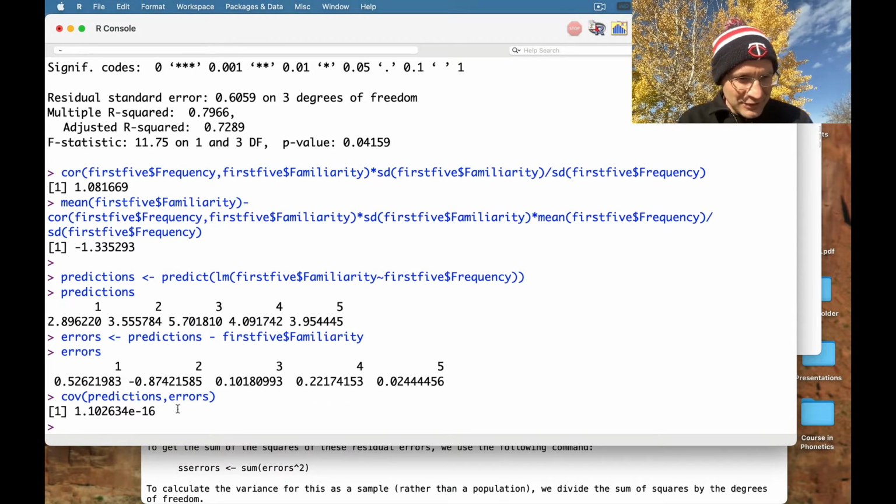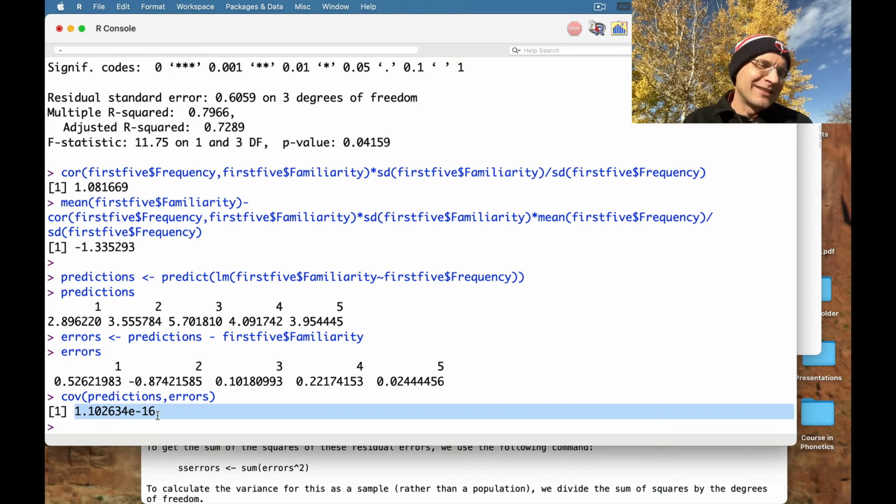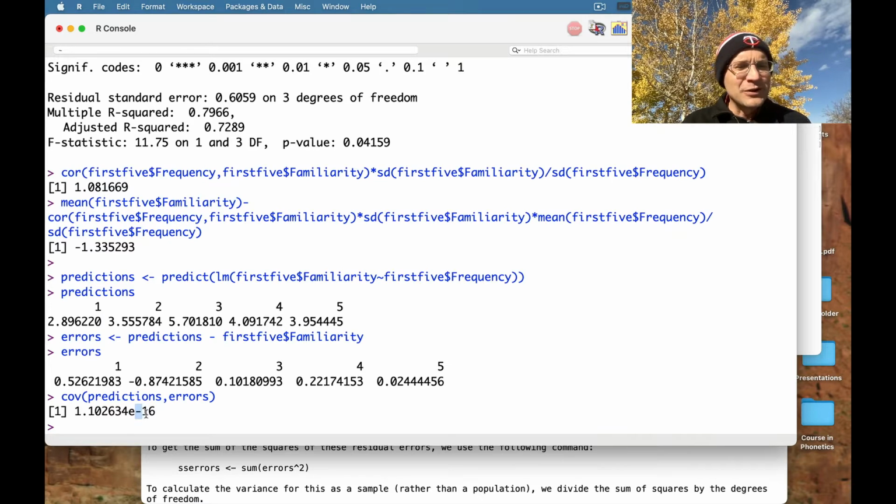And it tells me when I do that I have 1.102634 E negative 16. Some of you have seen this notation and are like, okay, sure. Others of you are like, what the heck is this? E is not a number, or maybe it is, but usually negatives are not in the middle of numbers. So what's going on?